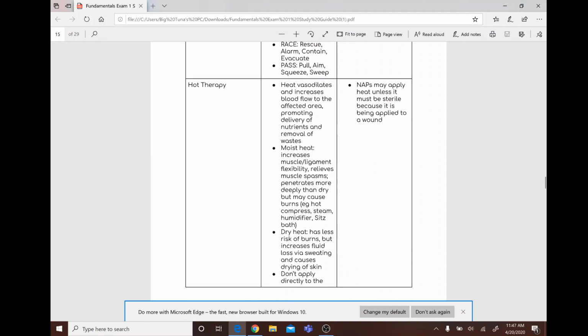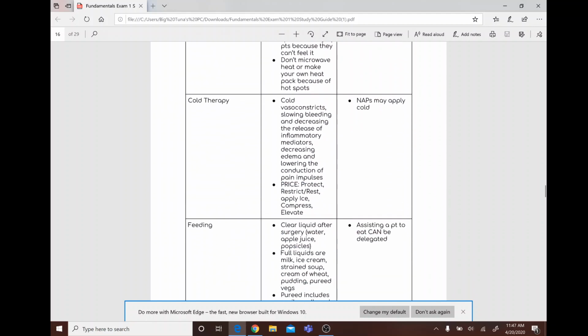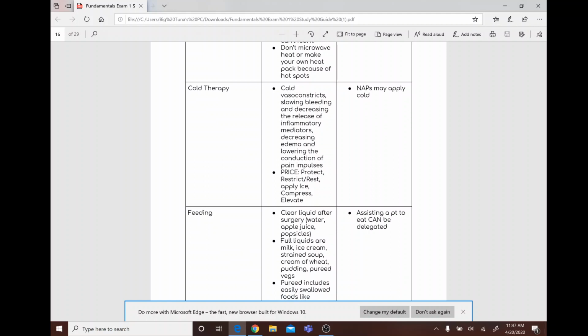Can you delegate hot therapy? Yes, unless it must be sterile because it's being applied to a wound. What does cold do?